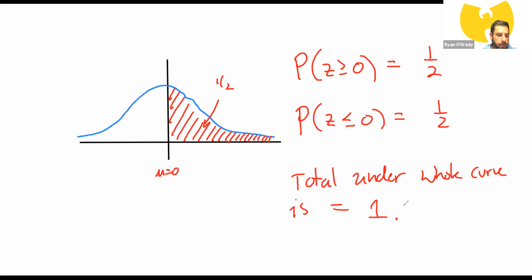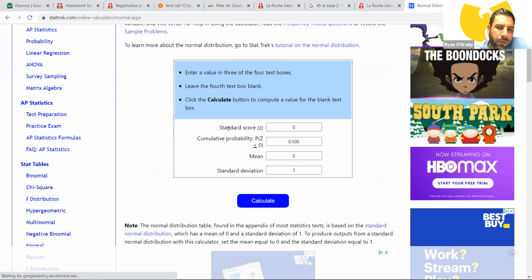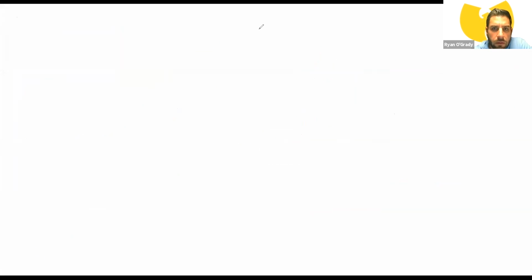All right, so let's show you how to compute some of these. And by the way, I just did that. If I go back to that web page, notice they call this the standard score Z. I don't know why. But if I want to know the probability that it's less than 0, I plug in 0 and it gives me 0.5. Okay, so let's compute a few of these, and then we'll show you how to do some applications.